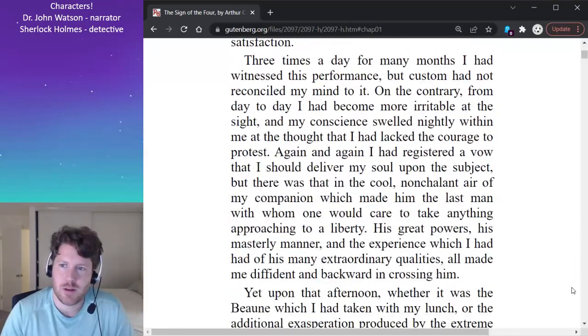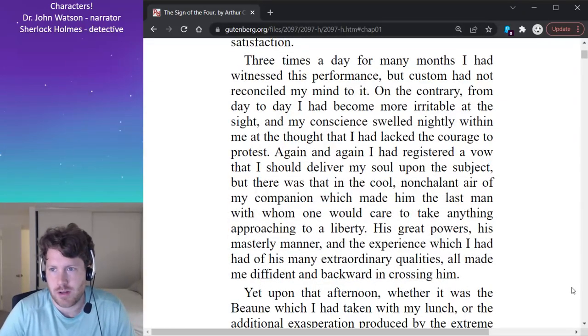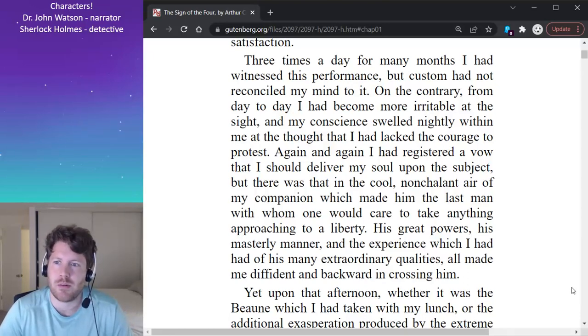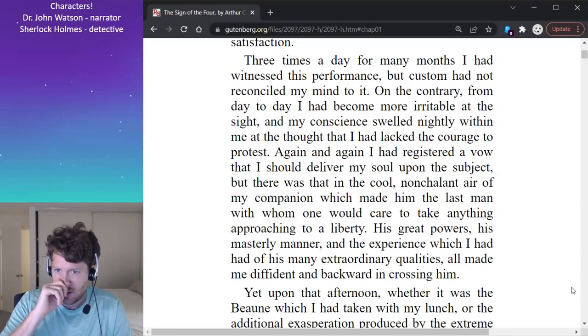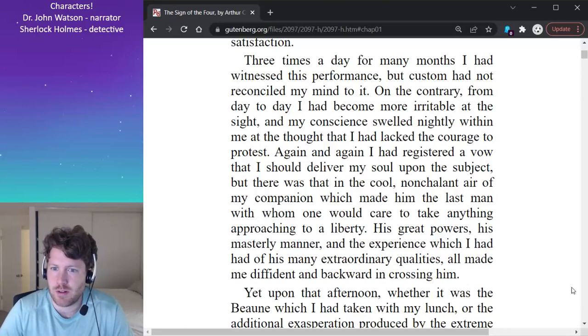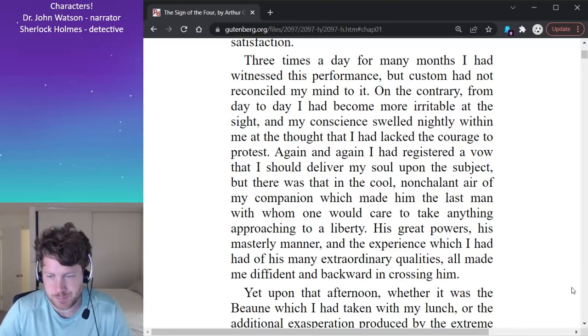Three times a day for many months I had witnessed this performance, but custom had not reconciled my mind to it. On the contrary, from day to day I had become more irritable at the sight, and my conscience swelled nightly within me at the thought that I had lacked the courage to protest. Again and again I had registered a vow that I should deliver my soul upon the subject, but there was that in the cool, nonchalant air of my companion which made him the last man with whom one would care to take anything approaching to a liberty.